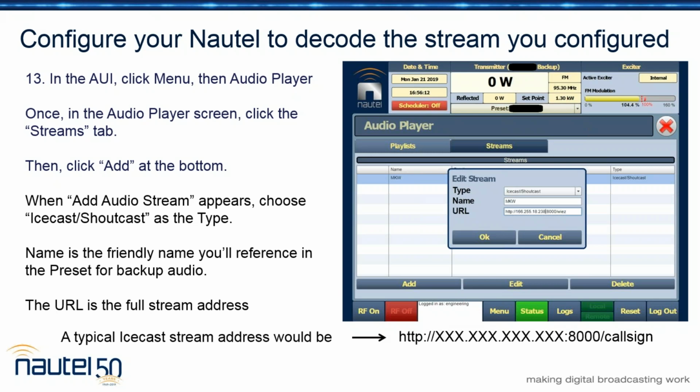The friendly name is what you'll reference in the preset so that you know what you're listening to, as in Scott's playlist was 8 songs. You type in something so that you know what stream you're listening to. Then the URL for this is the full stream address. A typical Icecast stream address is below the graphic. It would be http://. You have to have the http://, otherwise it won't decode it. Then you have the full IP address, your port number / your mount point, or in this case, we have it designated as a call sign.